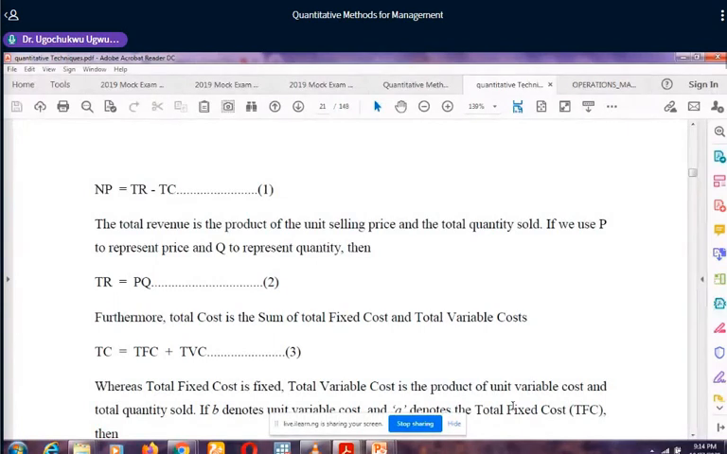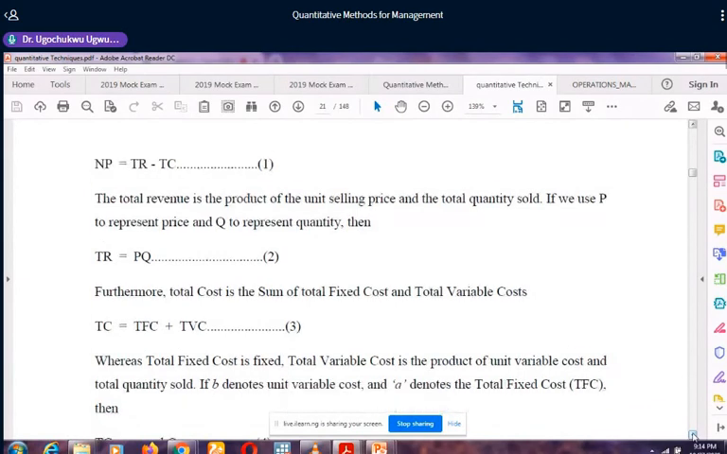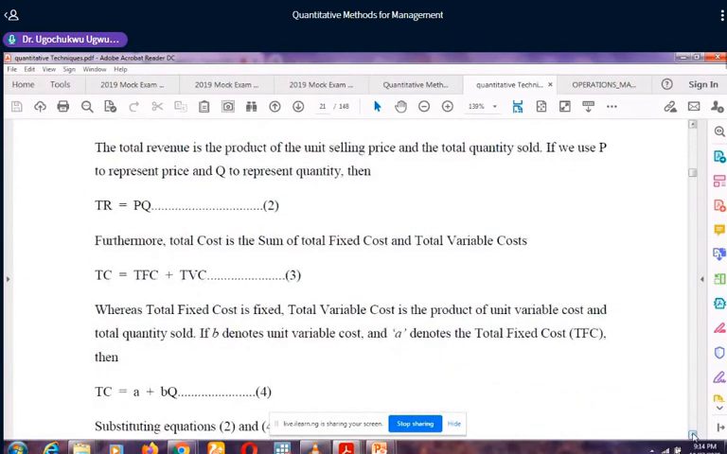Now the next one is the total cost. Total cost is made up of two components, the fixed cost and the variable cost. And you must know what the fixed cost components are. Is your total cost made up of more fixed cost or more variable cost? If your total cost is made up of more fixed cost, it means that when your sales are falling, your total cost will not fall at the speed of the fall in your sales.